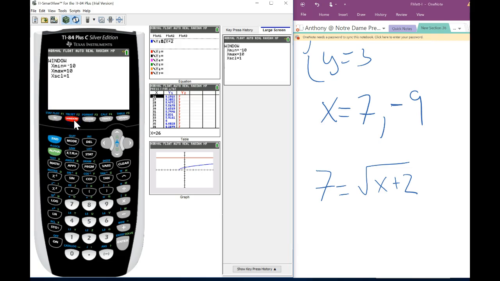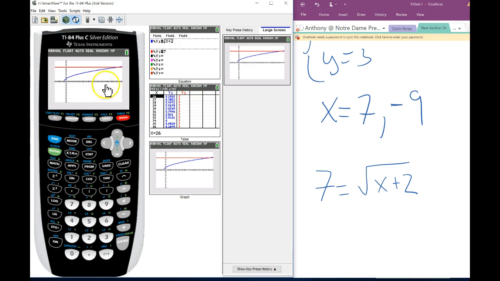Well, I'm going to press the window button, and I know that I'm going to have to see farther to the right to see that intersection. So I'm going to change my x max to a bigger value. Now I don't know what it needs to be, so I'm just going to take a guess and pick 50. It looks like they're still pretty far apart, so I'm going to try picking 50 and see if I can see their intersection there. And yep, just barely got it, but barely is good enough. So you can see now their intersection right there.